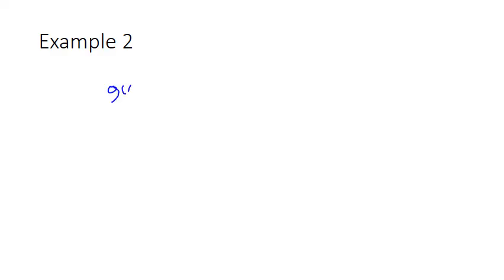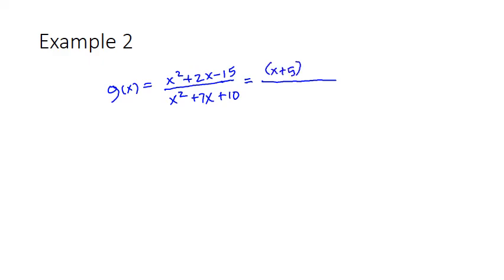Suppose that we're given the function g of x equals x squared plus 2x minus 15 over x squared plus 7x plus 10, and we need to find the holes. In order to find the holes for this rational function, we need to factor. The factors of the numerator would be x plus 5 and x minus 3. The factors of the denominator would be x plus 5 and x plus 2.